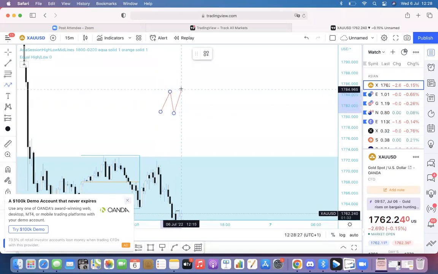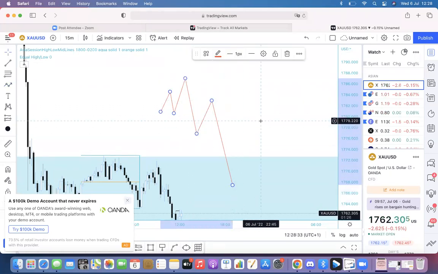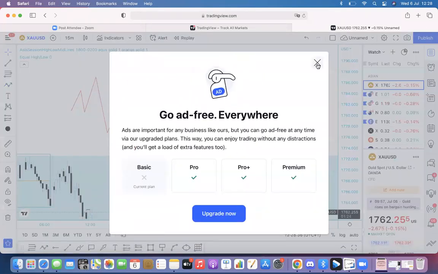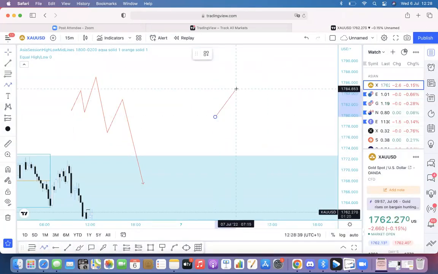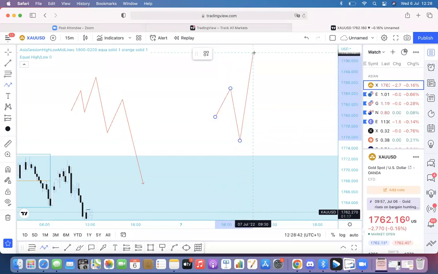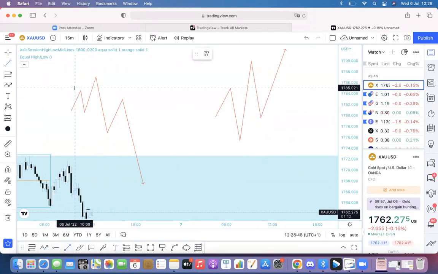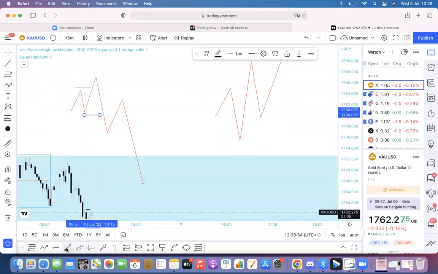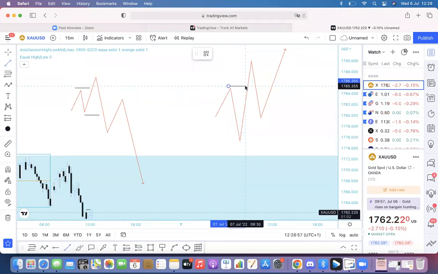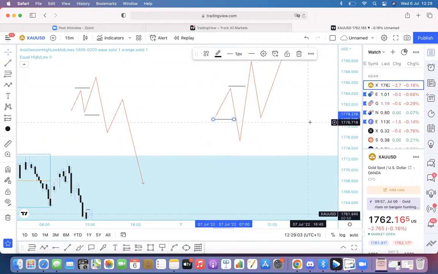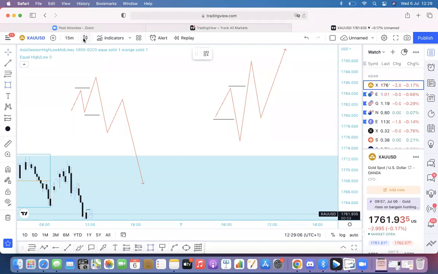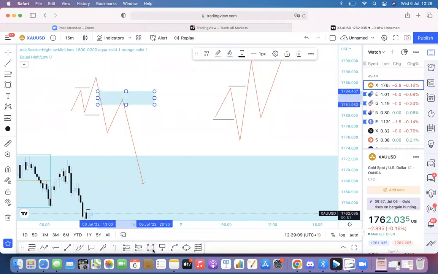Basically, change of character happens when we break to the upside and downside, in this case for a bearish confirmation, and vice versa. We break to the downside and upside for a bullish confirmation. This is right here, change of character. And this is right here, change of character. For sells and buys. Sells right here, buys right here.